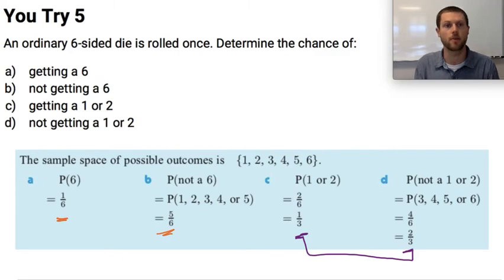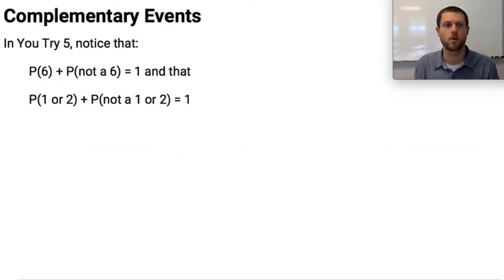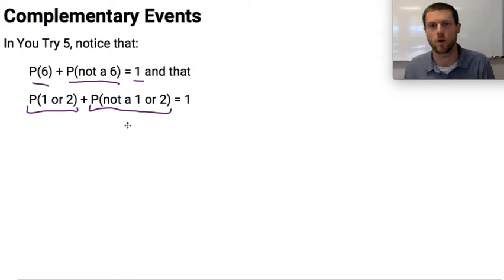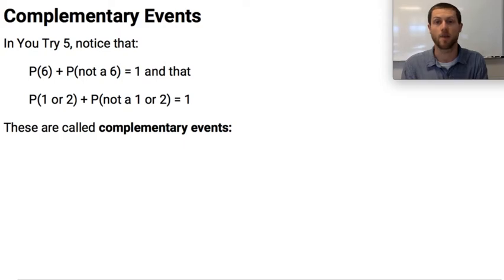And what I want to talk about before we pause this video before the next one is complementary events. In that last example, you might have noticed that the probability of 6 plus the probability of not getting 6 is equal to 1. Similarly, the probability of getting a 1 or a 2 added to the probability of not getting a 1 or 2 is also equal to 1. Interesting. We call these things complementary events.